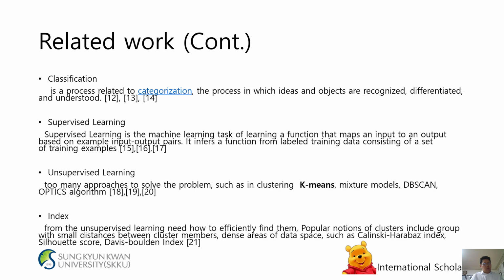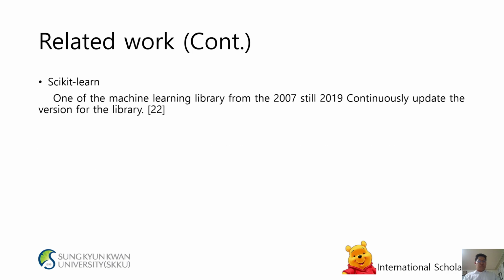Unsupervised learning has many approaches to solve the problem, such as clustering, k-means, mixture models, DBSCAN, and OPTICS algorithms. Unlike supervised learning, unsupervised learning needs to efficiently find the clusters. Popular notions of clusters include groups with small distances between cluster members, dense areas of the data space, such as the Calinski-Harabasz index, silhouette score, and Davies-Bouldin index.